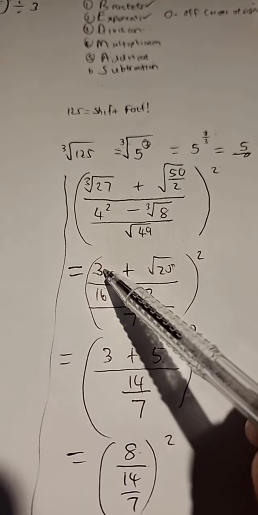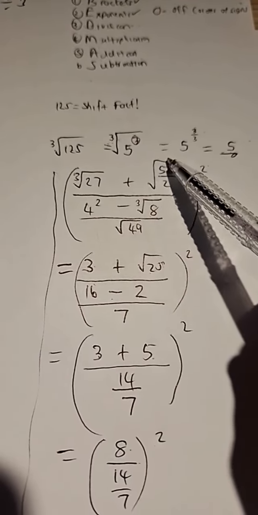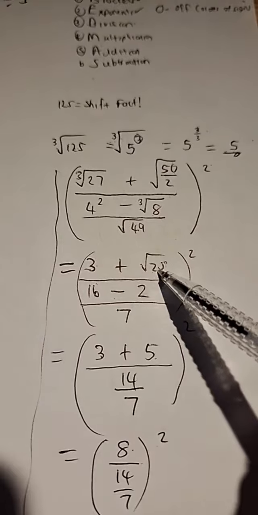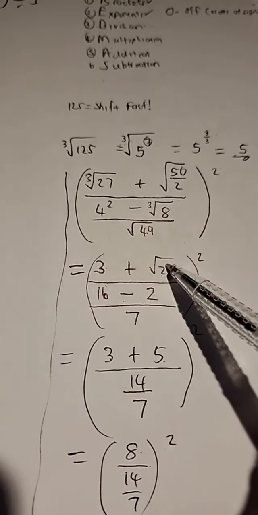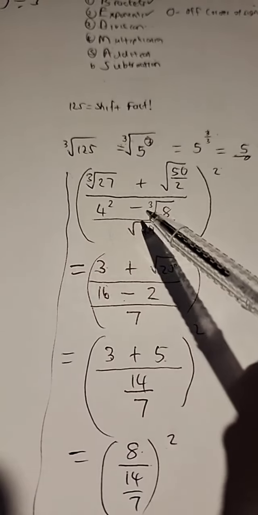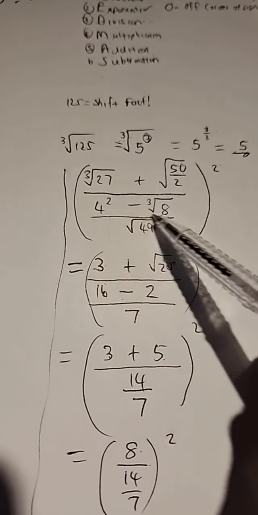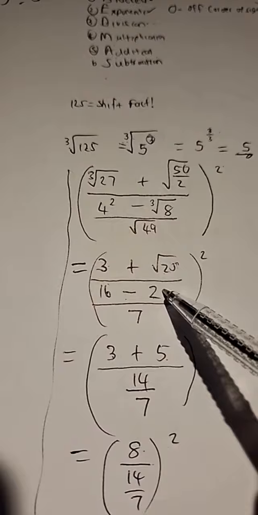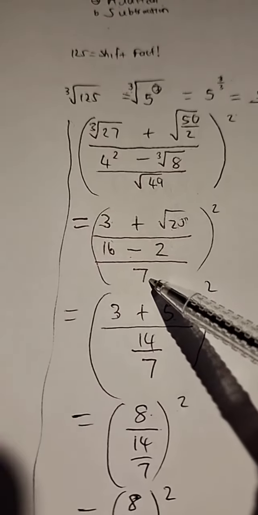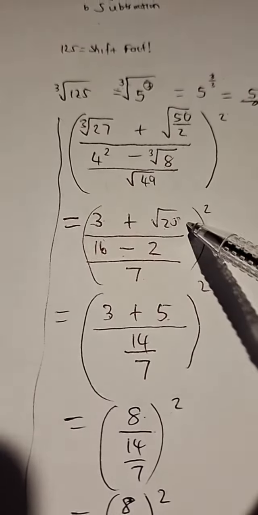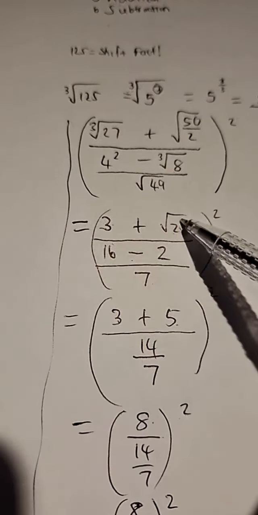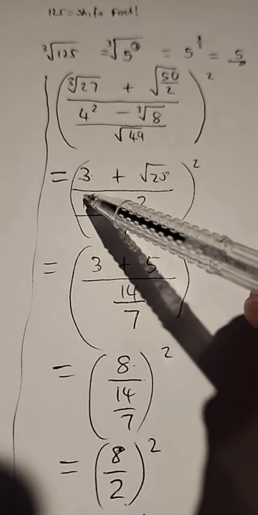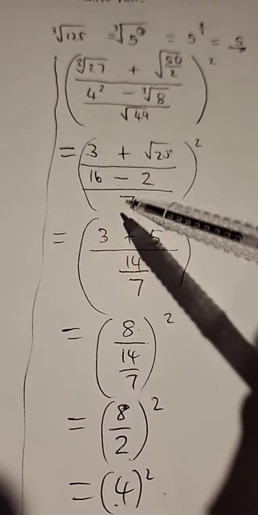Cube root of 27 is 3. Square root of 50 over 2. 50 divided by 2 is what? It is 25 inside the square root. 4 squared is 16 minus, what's the cube root of 8? It's 2. Square root of 49, 7. Look at this top part. What's 3 plus? The square root of 25 is 5. What's 16 minus 2? It's 14.